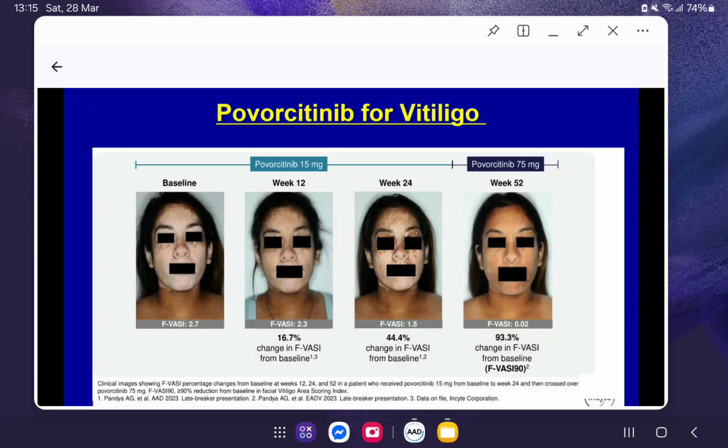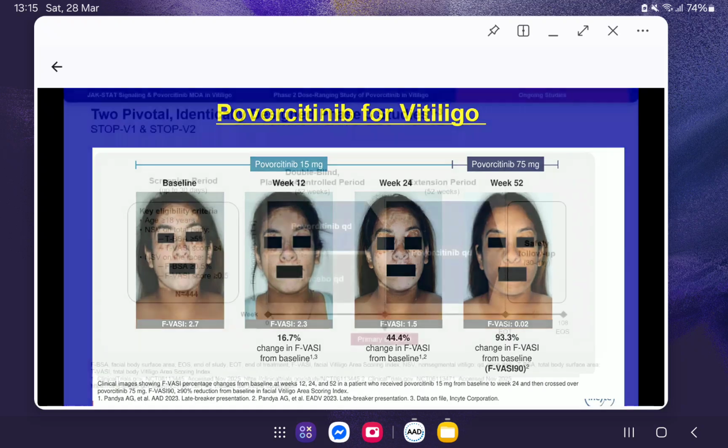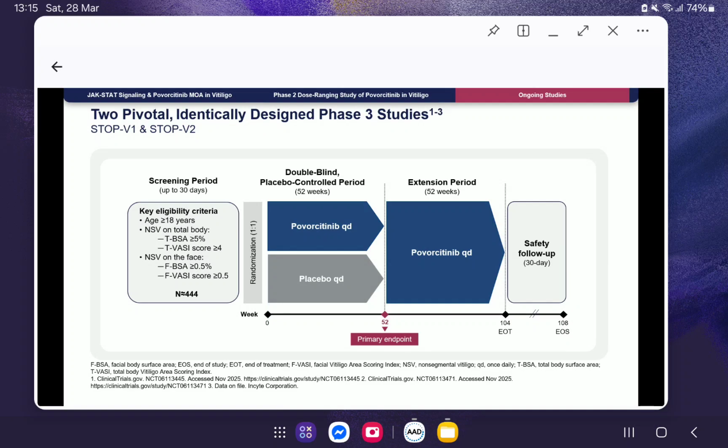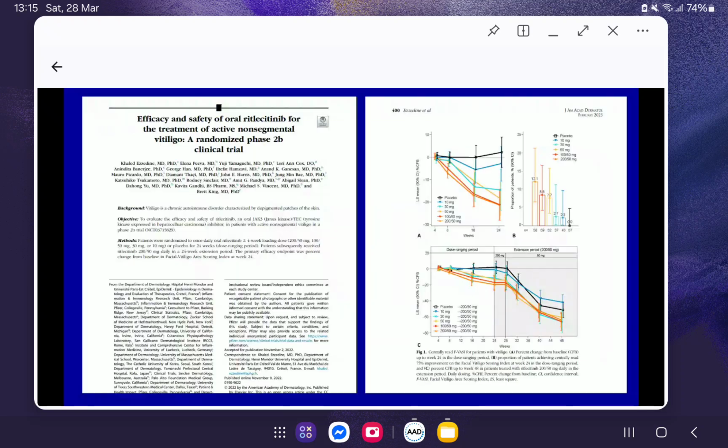Povorcitinib for vitiligo. This is from the phase 2. Incredible, robust repigmentation. What's new since last year in povorcitinib? Well, the phase 3 data will soon be read out, and I'm excited to share that this could yet be another oral JAK inhibitor for vitiligo. And finally, ritlecitinib is also now in phase 3. The data readout should happen in a few months. They're all racing to the finish line. 3 oral therapies potentially for vitiligo, incredibly valuable and incredibly important.